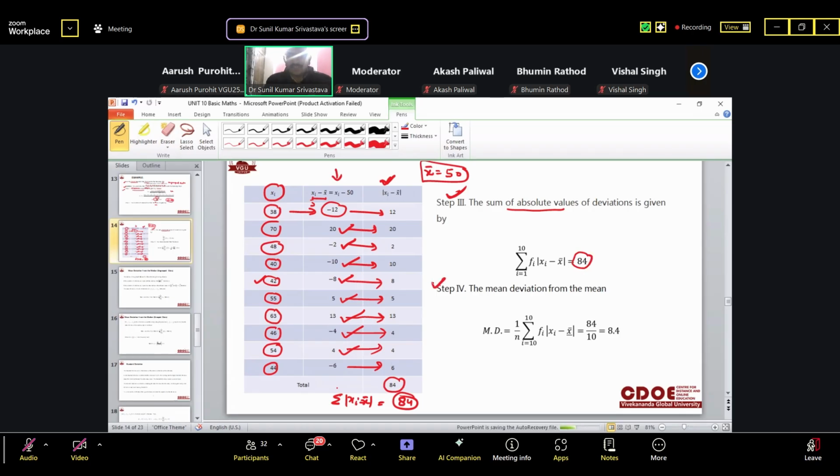Now for the next step, we have the mean deviation, and the mean deviation formula is given by 1 by n, where n is the number of observations, which here is 10: 1, 2, 3, 4, 5, 6, 7, 8, 9, and 10. So 84 by 10 is equal to 8.4. So the mean deviation is 8.4.